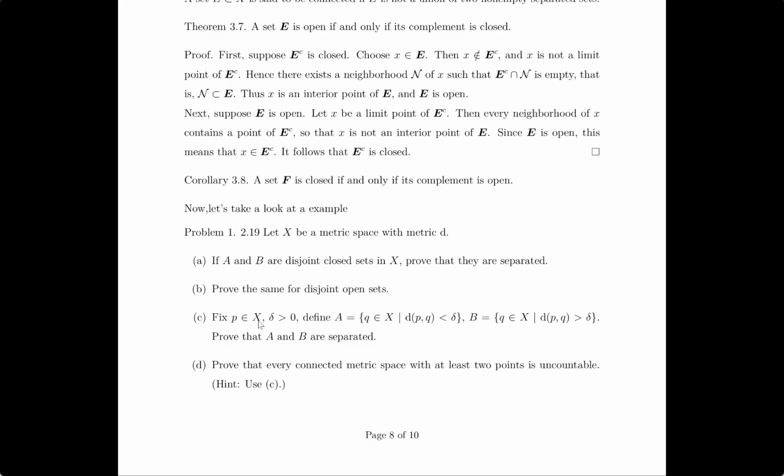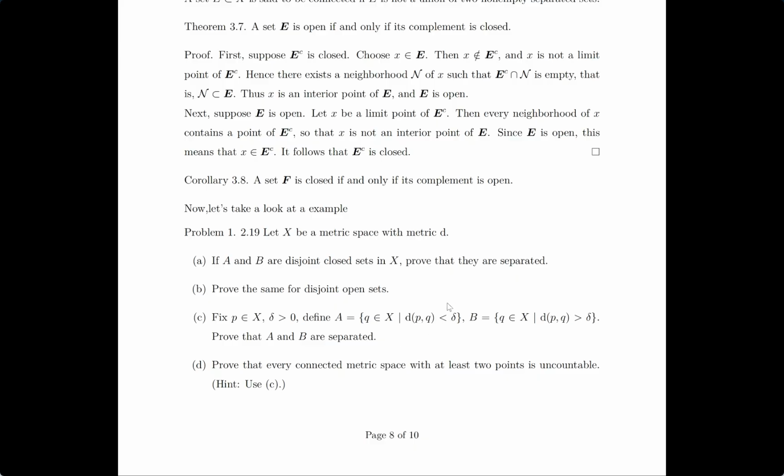Okay, let's look at problem C. Fix p belonging to X. Delta is larger than 0. Define A like this and B like this, and prove that A and B are separated.